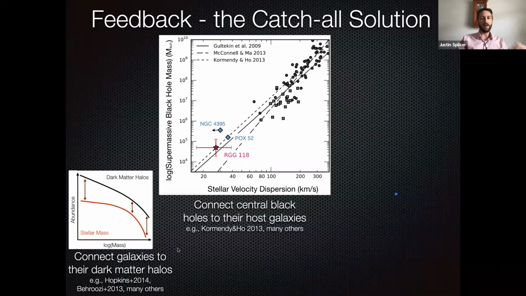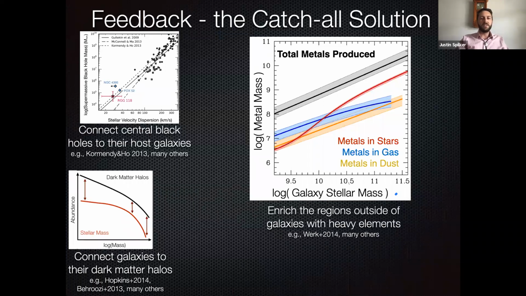And so feedback is probably involved in setting the normalization and scatter of that relation. We also know that most of the metals, most of the heavy elements that stars produce, end up not living inside the galaxies that they live in. They end up out in the tenuous circumgalactic medium, out to hundreds of kiloparsecs outside of galaxies. And I'll talk a lot more about that in a little bit. And somehow we have to move those metals that stars have produced out into much larger distances outside of galaxies.